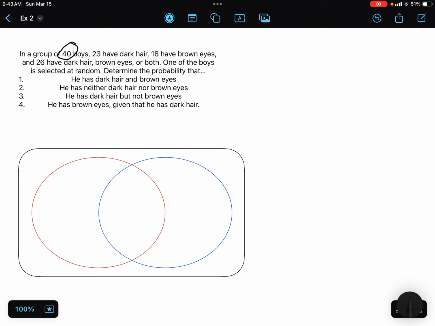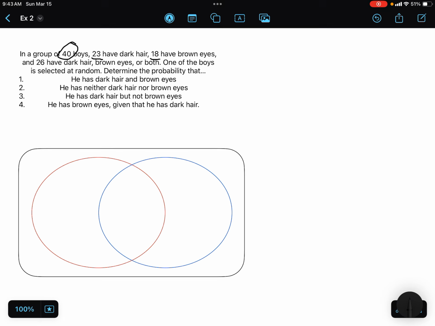So a few things to notice here. One is that we're being asked for probabilities, not just numbers. The second thing here is, interestingly enough, the 23 and the 18 already add up to more than 40 boys. So that signifies that we have some overlap. We have some kids who are going to fall into the both category, that overlap category. We don't know exactly how many, so we're going to have to do a little investigative work to get there.